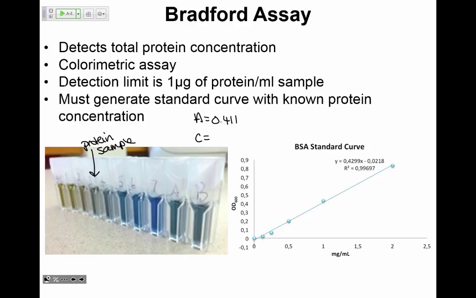Y is your absorbance, sometimes known as optical density. X is my concentration. I experimentally just determined that my absorbance was 0.411. I hope all of you can solve for X. Do that and tell me what it is. I didn't bring my calculator.